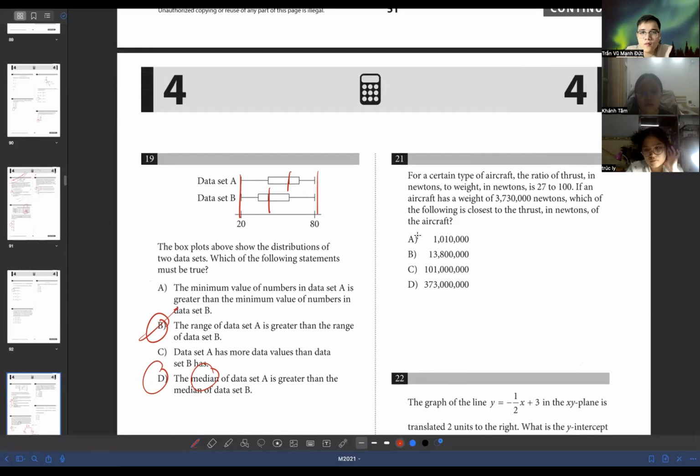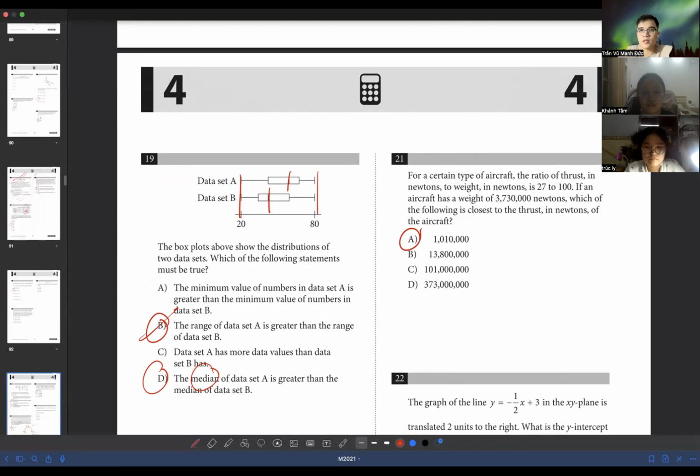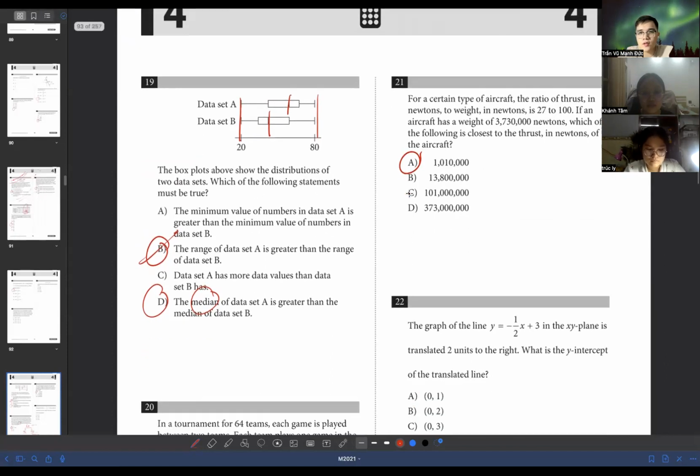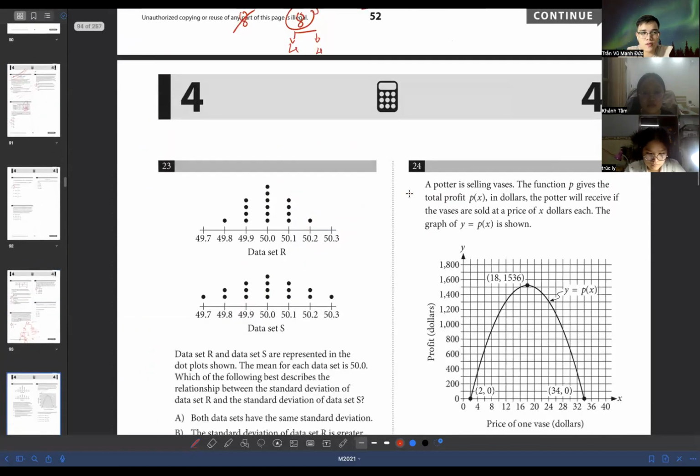21A for certain aircraft, Newton. Okay, just simple conversion, nothing too serious here. 23 to 26. It's your turn, Dom.